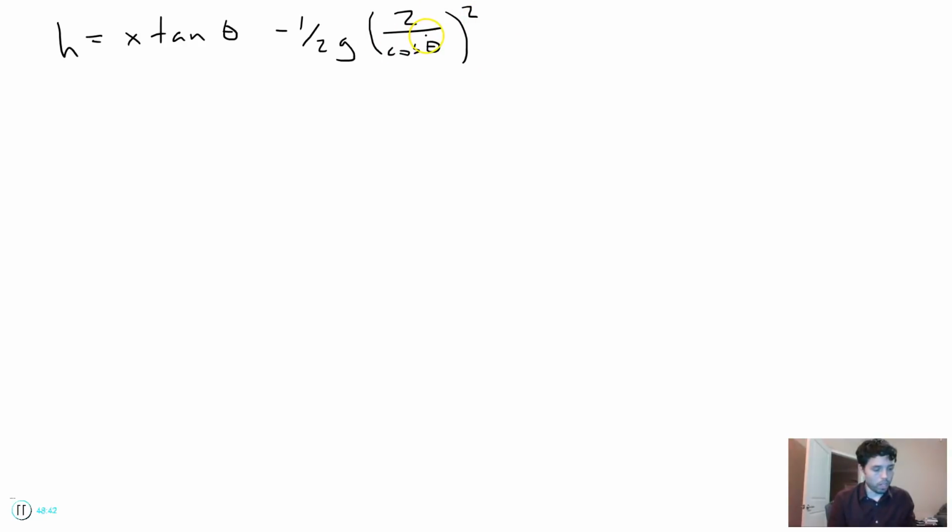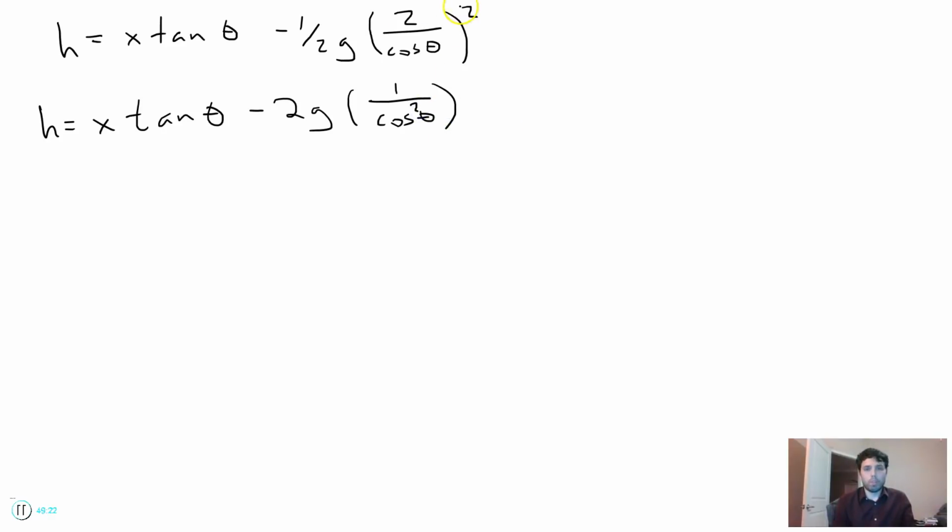So let's go ahead and square this. When we square this, we get h equals x tan theta, now look, 2 squared is 4, right? What's a 4 times a half though? Isn't that 2? So the 1/2 times the 4 will be 2. Why didn't we put an equal sign there? Sorry, it should be a minus sign. So a half times 4 is 2. So minus 2g times 1 over cosine squared theta, right?